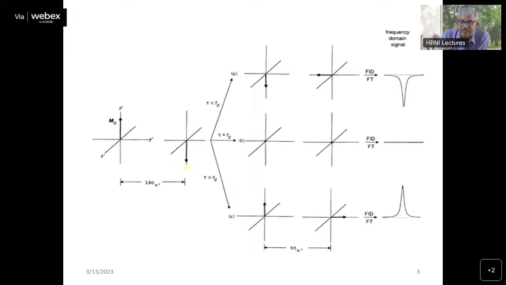Now there are three times I have shown you. One is Tz, and the delay could be less than Tz or more than Tz. Tz means when the magnetization becomes zero. So let us see if it is less than that. You can see the magnitude has reduced, but still it is in the minus Z axis.